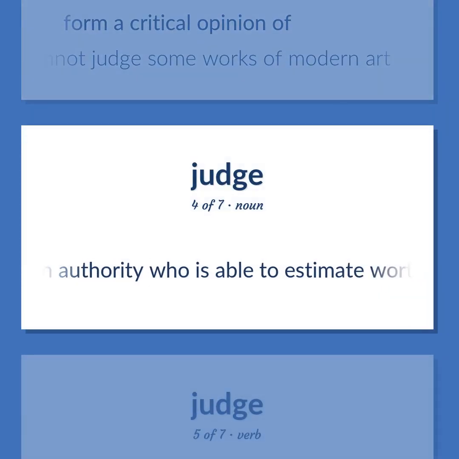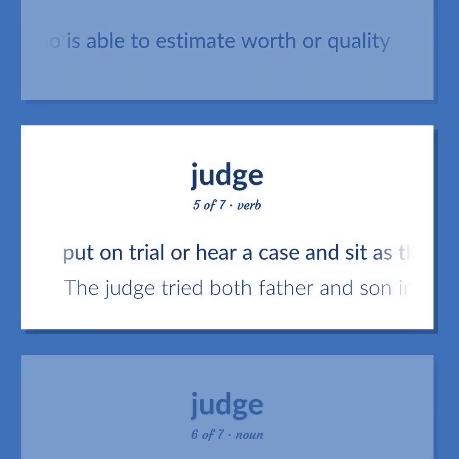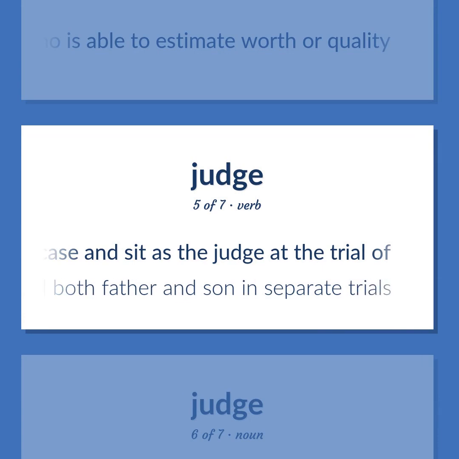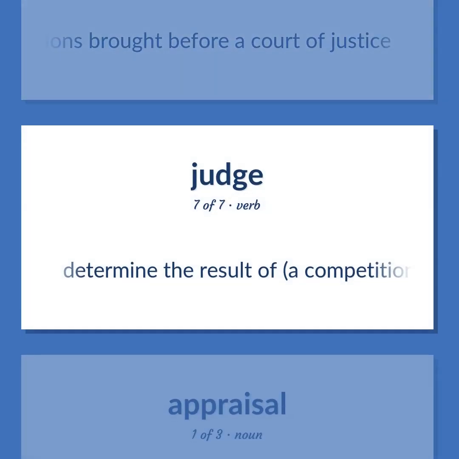An authority who is able to estimate worth or quality. Put on trial or hear a case and sit as the judge at the trial of. The judge tried both father and son in separate trials. A public official authorized to decide questions brought before a court of justice. Determine the result of a competition.